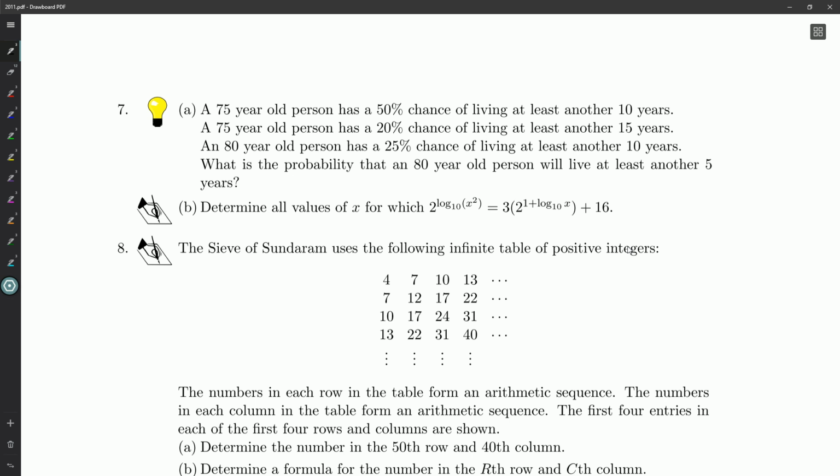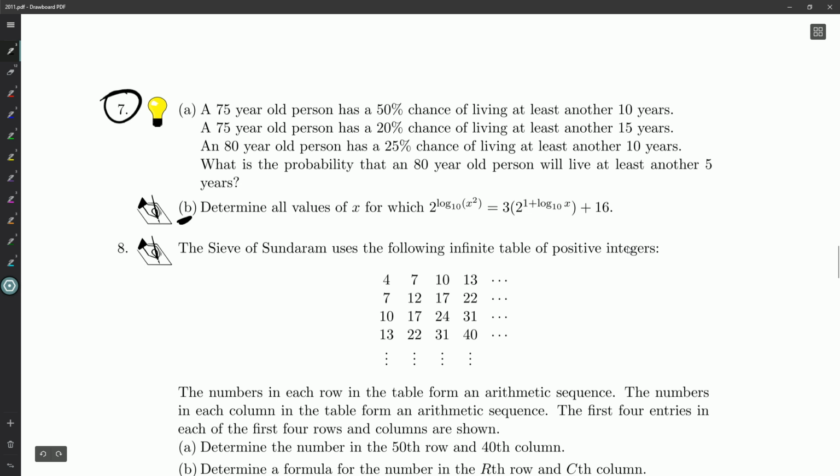Hello, ladies and gentlemen. I hope you're all doing well and you're ready for question number 7 on our 2011 Euclid paper. So it's the last light bulb of the contest. The rest of the paper is written from here on out, and so is B part as well. But what do we got for A?